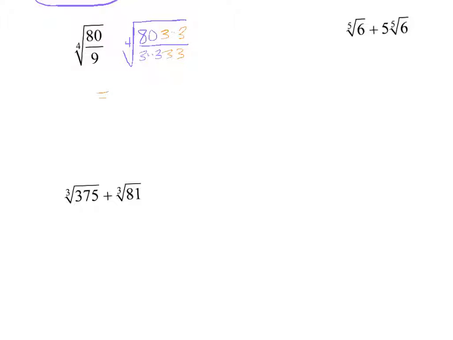So then I'm also worried about the 80, though. 80, if I factor that out, is 8 times 10. This will be 2 times 4. This will be 2 times 5. And the 4 is 2 times 2. So remember now, I'm looking for fourth roots. So I have 4 twos here. So I'll be able to split that 80 up a little bit also.